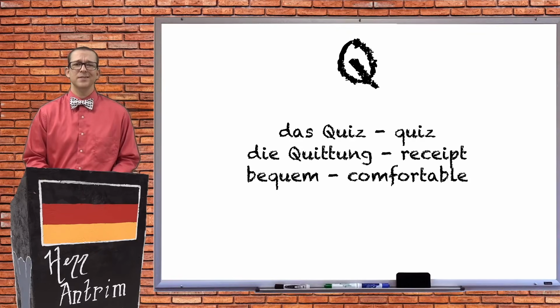Q is confusing because it sounds like K and V together or K and W in German. It is also combined with the letter U every single time. For instance, Quiz, Quittung, bequem.